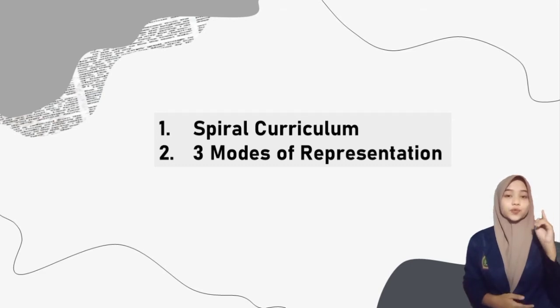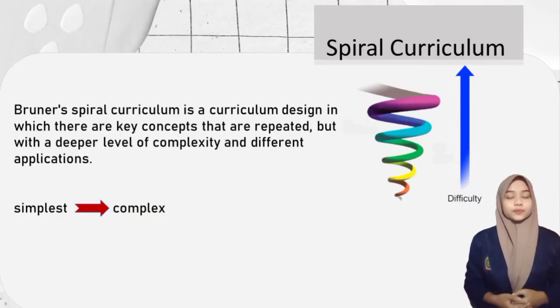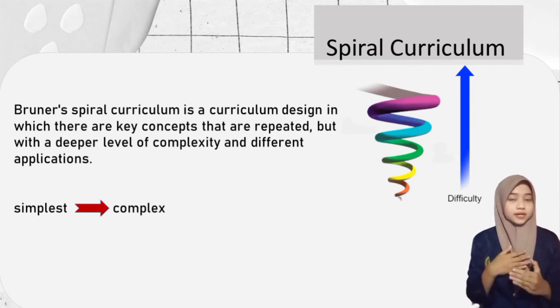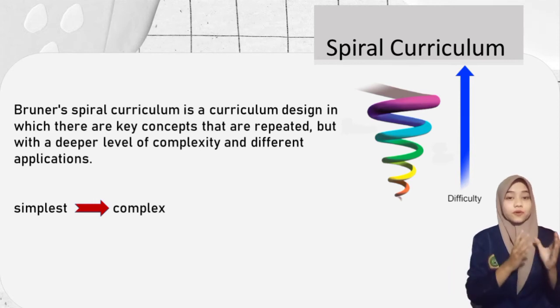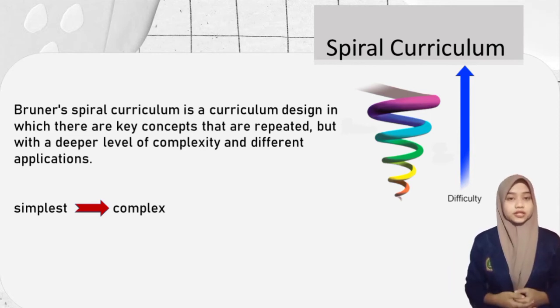The first is Bruner's spiral curriculum. Bruner's spiral curriculum is a curriculum design in which there are key concepts that are repeated, but with a deeper level of complexity and different application, from the simple to more complex.